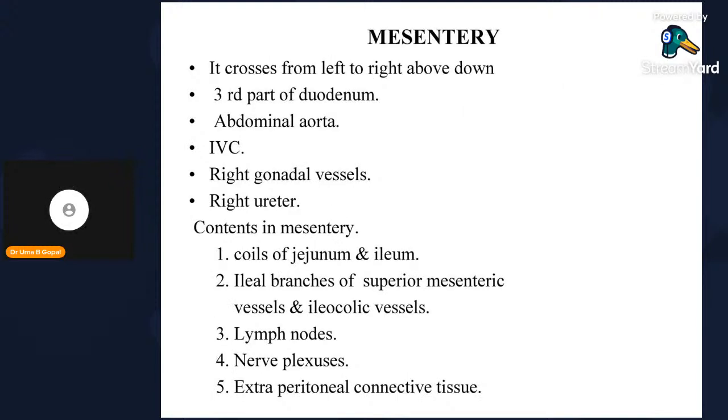What is the mesentery's course? It crosses from left to right, above downwards, over the third part of the duodenum, abdominal aorta, inferior vena cava, right gonadal vessels and right ureter. These are the structures which lie posterior to the mesentery. Contents of the mesentery: coils of jejunum and ileum, ileal branches of the superior mesenteric vessels and ileocolic vessels, lymph nodes, nerve plexus, and extraperitoneal connective tissue.